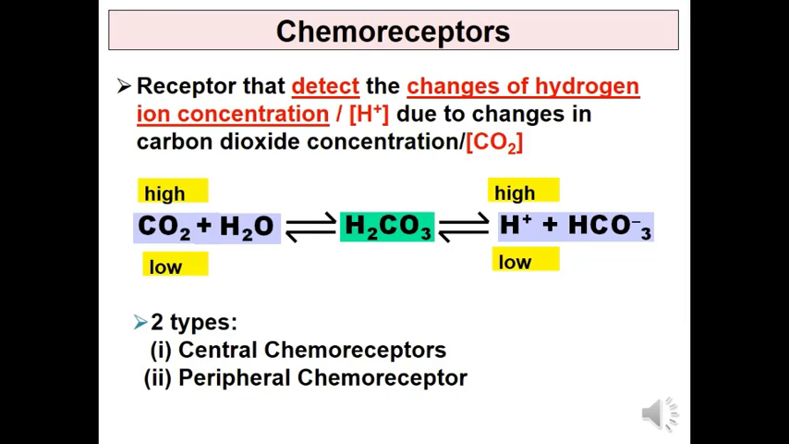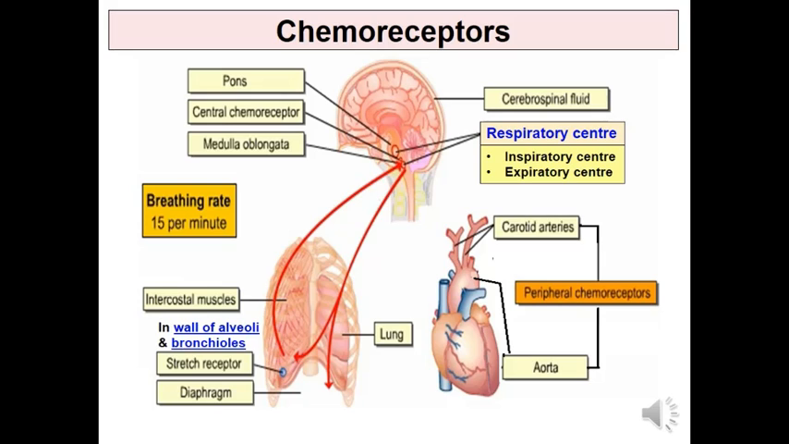From this diagram, we can see the types of chemoreceptor and their locations. First, the central chemoreceptor is located near the respiratory center. This central chemoreceptor is very sensitive to changes in hydrogen ion concentration in the cerebrospinal fluid. Here, the fluid surrounding our brain is called cerebrospinal fluid.